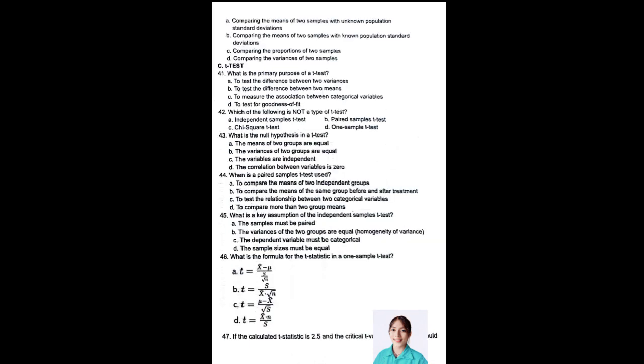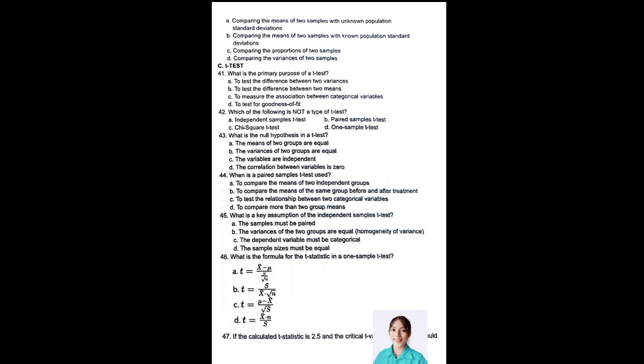Then we have number 40. Which of the following scenarios is appropriate for a two-sample z-test? So as you can see in the four options, the scenario that is appropriate for a two-sample z-test is in option B, which is comparing the means of two samples with known population standard deviation. Test C, which is t-test.